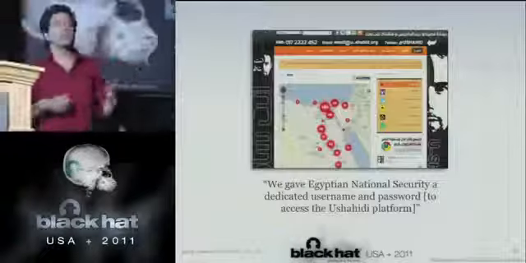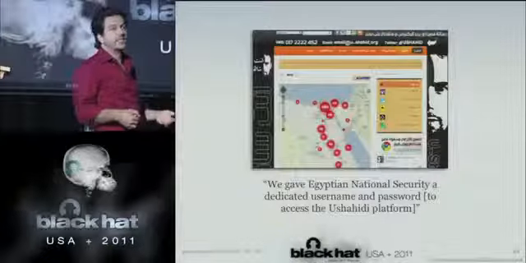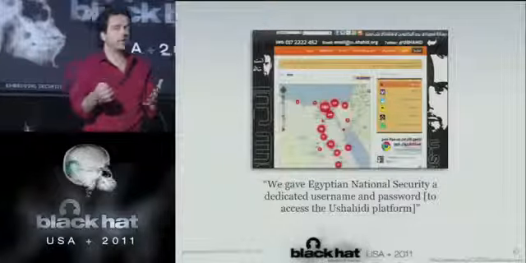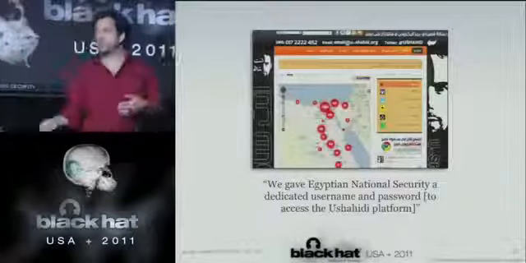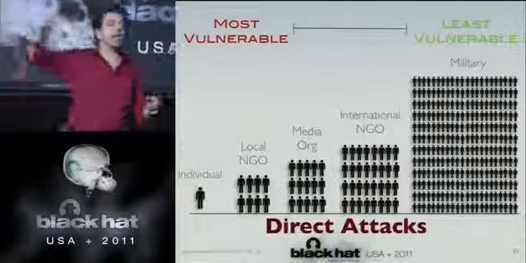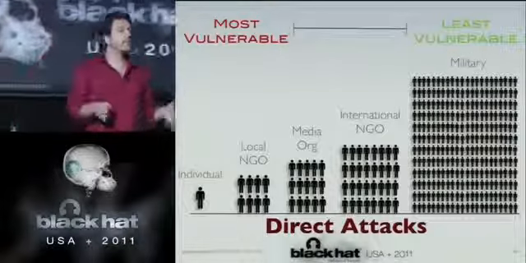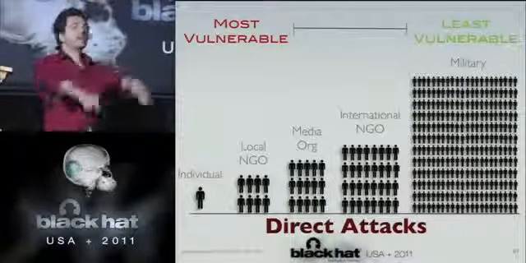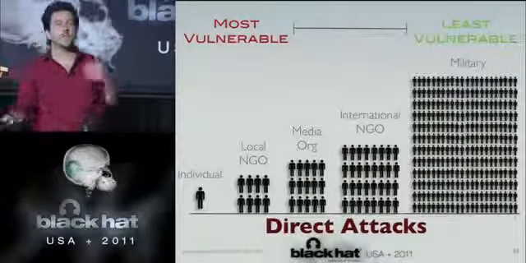And remember, we've already seen the initial pieces of this, where the Egyptian security services, at the time, were politely asking, given what they could have done, for credentials in the system. But we have the potential for this to be someone kicking down a door. So when we think about the direct attacks, yeah, we've got a scale of vulnerability. Individuals and local NGOs are the most vulnerable to attacks, but the larger organizations, international NGOs and the military, are the most likely to have the capability to deal with those attacks.